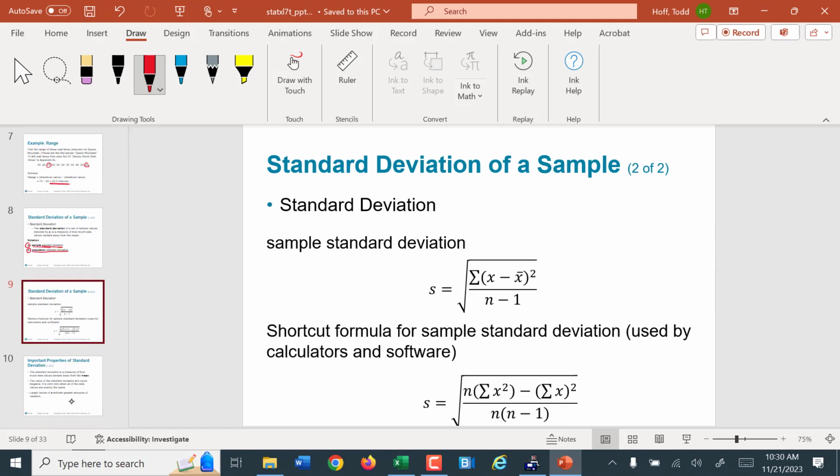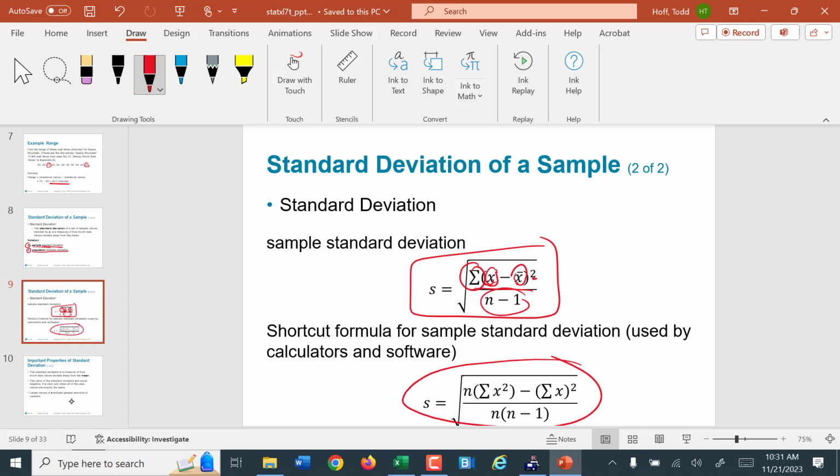Our formula for sample standard deviation is slightly different from the population standard deviation. This is the formula that is standard in most textbooks. You take each data value, and from that data value, you subtract the mean of the data set. Then you square that difference and add those all up. Then you divide that total by n minus 1. That would give you the variance, by the way, and then take a square root. There's a shortcut formula down here, which we will explore later on.